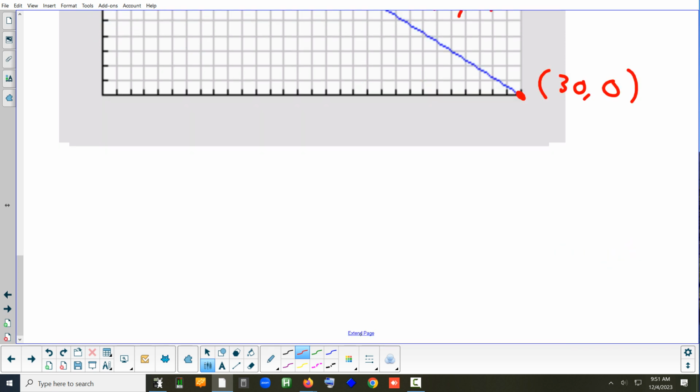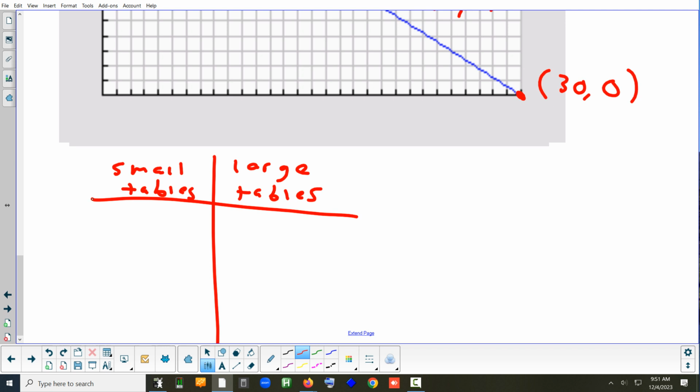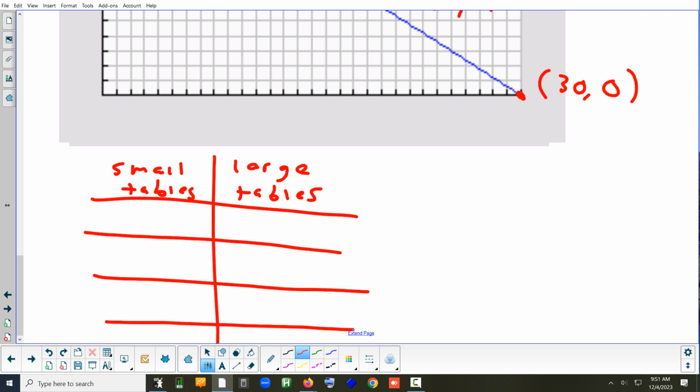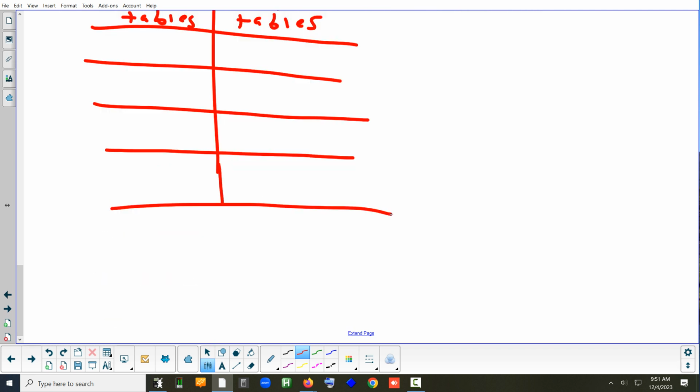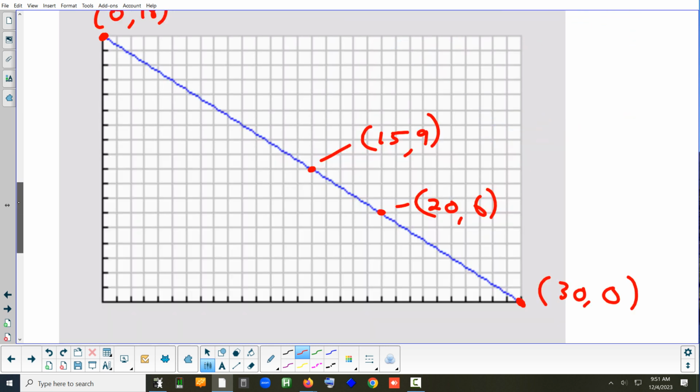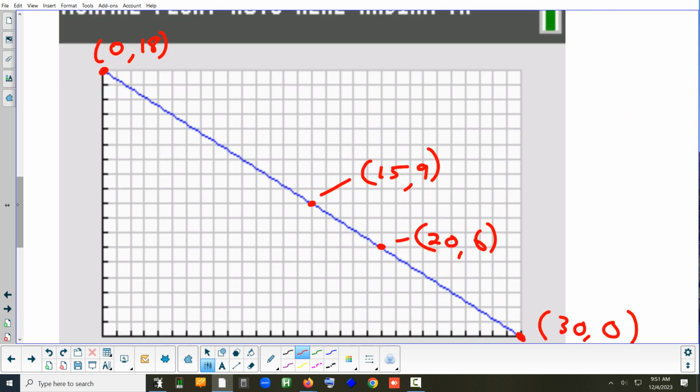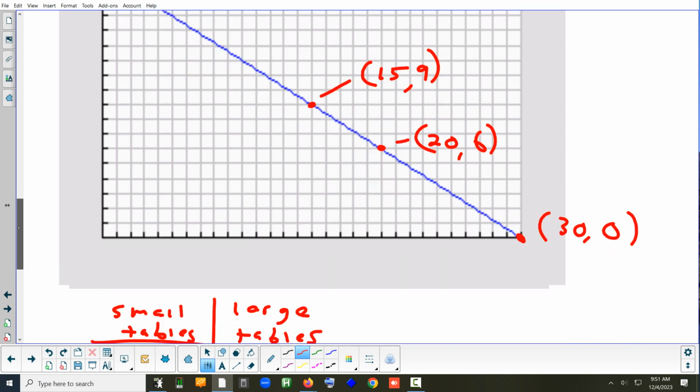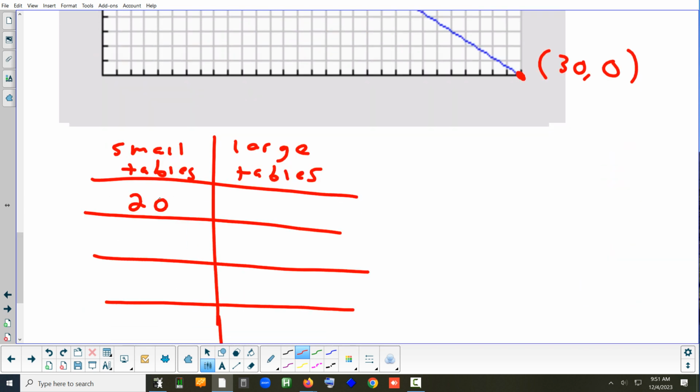So let's put small tables, large tables. And we're going to write down 4 answers that are going to seat exactly 180 people. Can someone give me one arrangement of tables that will seat 180 people? Yeah, you could get 20 small tables, and you could get 6 large tables.